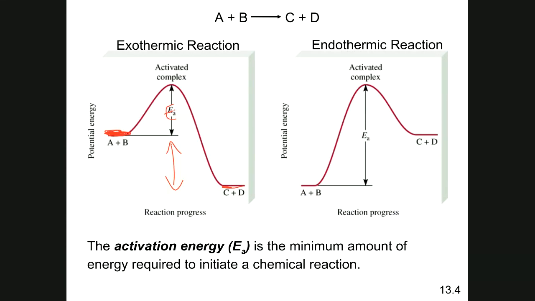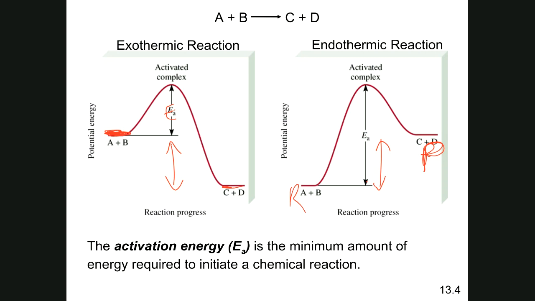For endothermic it's the opposite. Your reactants have less energy, they gain energy, and they change to the product. So the product has more energy, and this amount of energy is absorbed by your reactant to change to the product. Which reaction is slower? The higher the activation energy, the slower the reaction. A smaller value for activation energy, the faster the reaction.